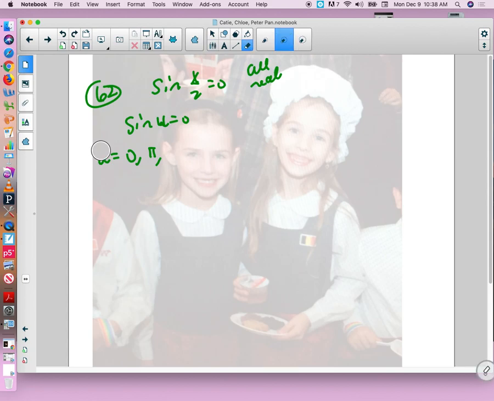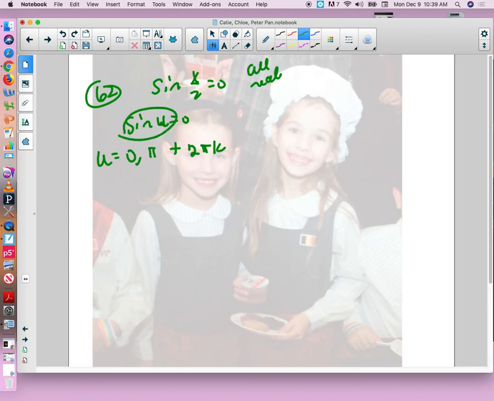I'm going to take u out and put in x over 2. Oh, I'm sorry. I would go in and add the period to this. The period of sine is 2 pi. Then I'm going to put x over 2 in for u, because it was just a temporary fix. And when I multiply by 2, I get 0, 2 pi, plus 4 pi k. And obviously we should say where k is any integer.